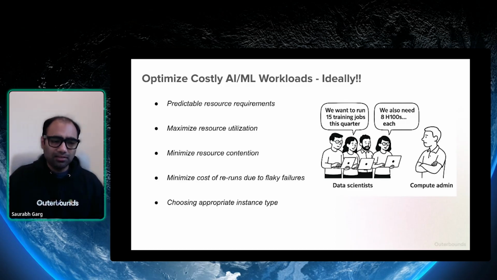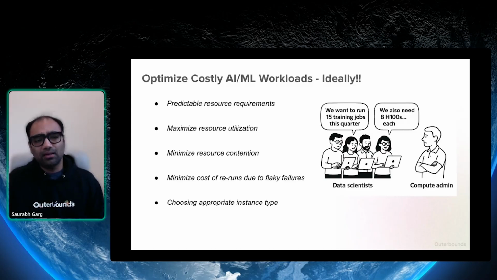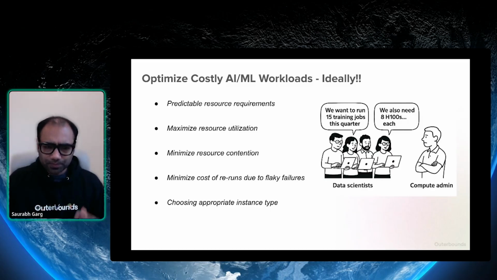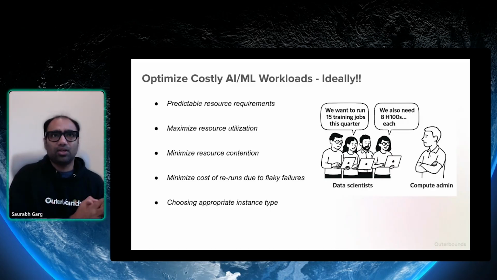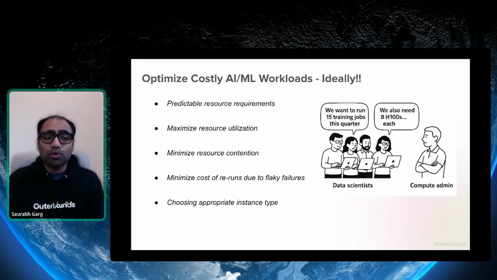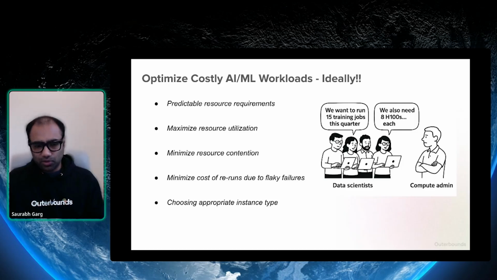Failures are a fact of life, and you don't want to end up in a scenario where you have to keep rerunning your workloads over and over again, and you jack up a pretty large bill because there were flaky failures. And you want to make sure that your workloads are running on an appropriate instance type. Going back to the example we saw with GPUs between G4dn.8xl and G2.8xl and G2.4xl, you do want to be able to make sure that you're using the right instance type.